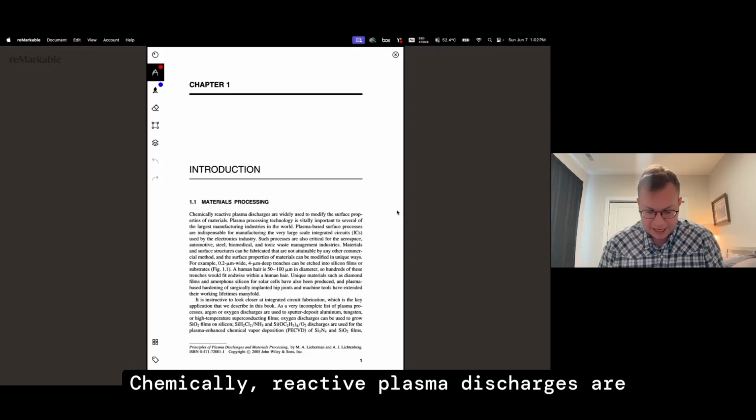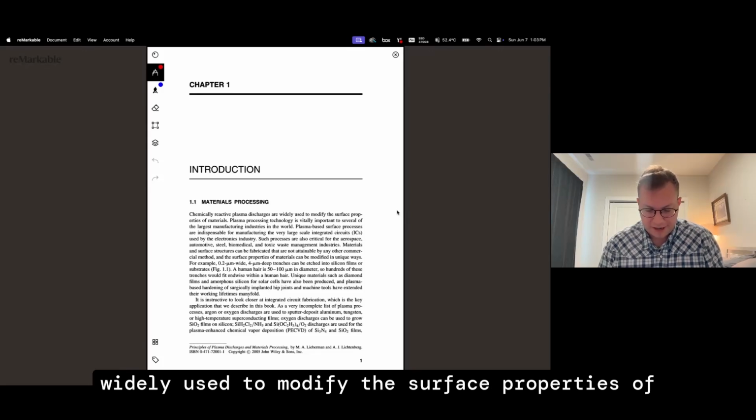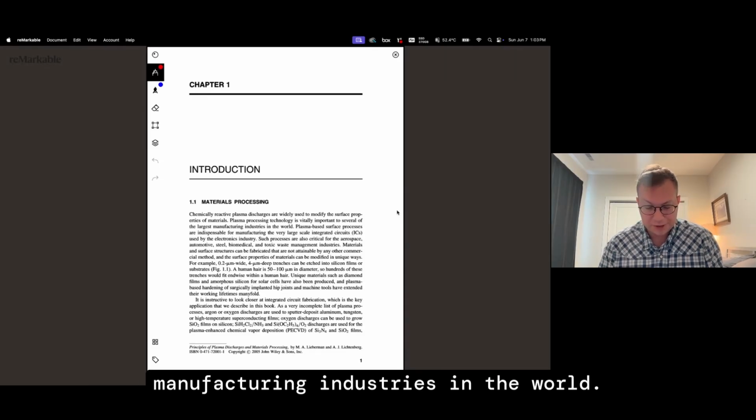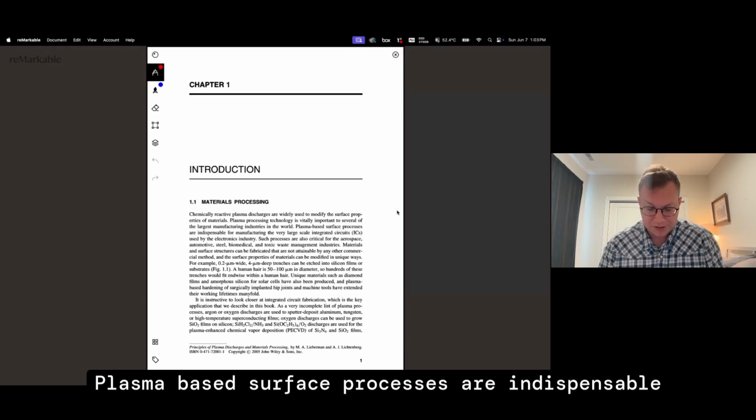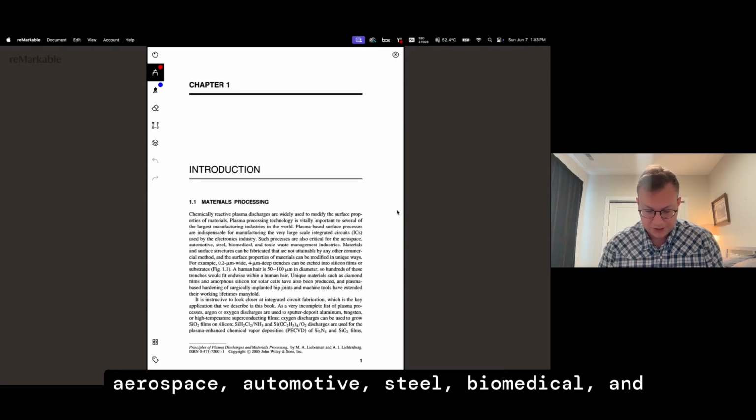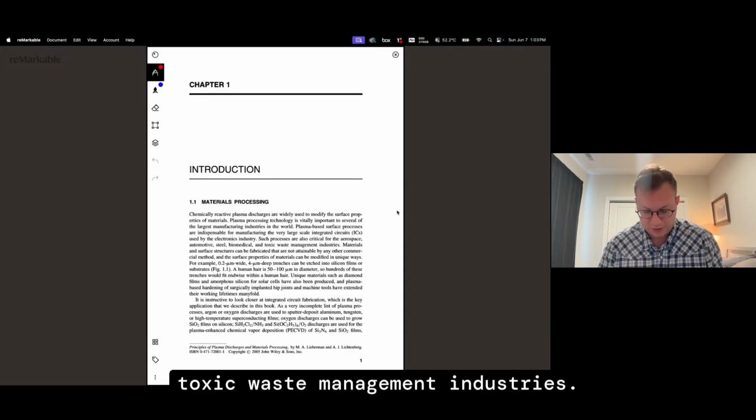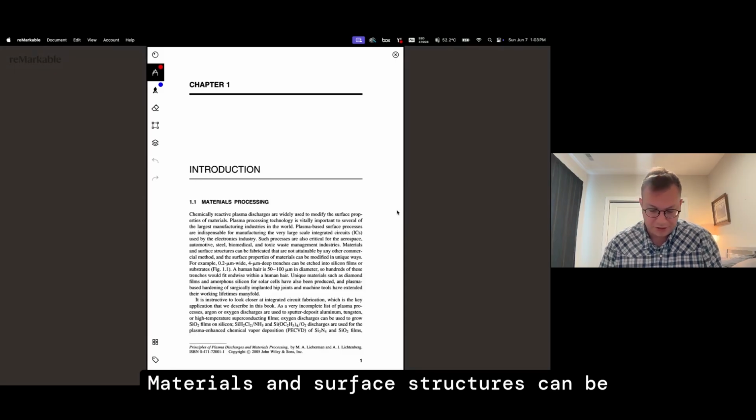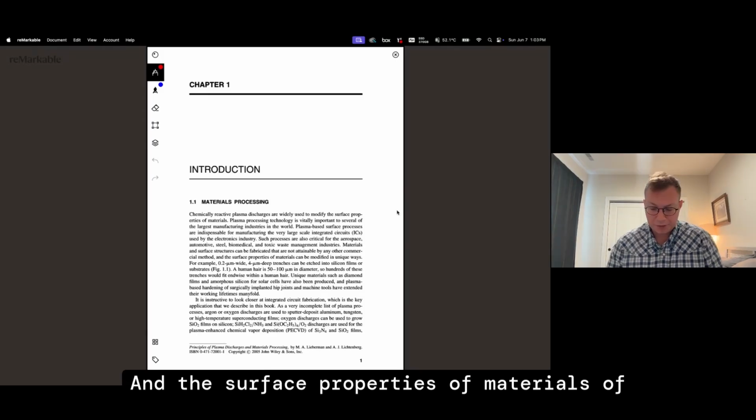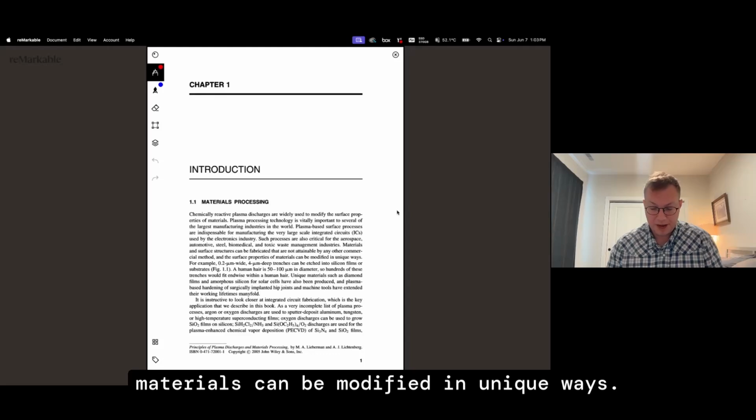Chemically reactive plasma discharges are widely used to modify the surface properties of materials. Plasma processing technology is vitally important to several of the largest manufacturing industries in the world. Plasma-based surface processes are indispensable for manufacturing the very large-scale integrated circuits, or ICs, used by the electronics industry. Such processes are also critical for the aerospace, automotive, steel, biomedical, and toxic waste management industries. Materials and surface structures can be fabricated that are not attainable by any other commercial method, and the surface properties of materials can be modified in unique ways.